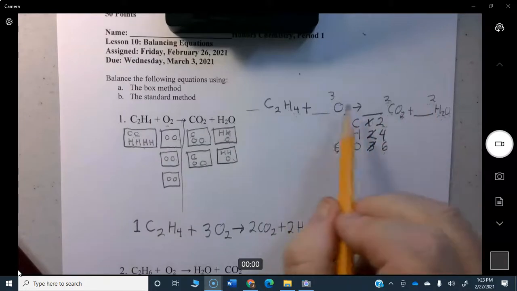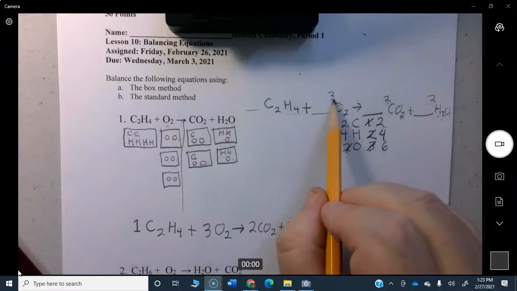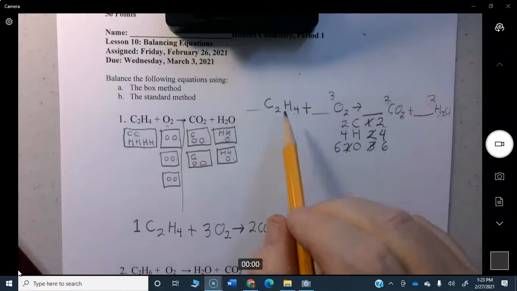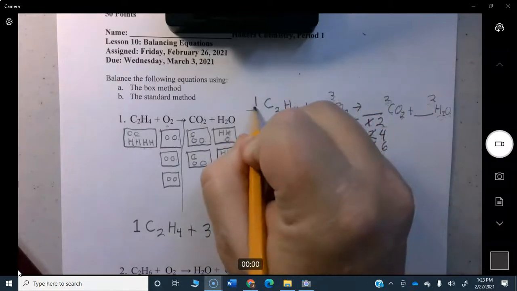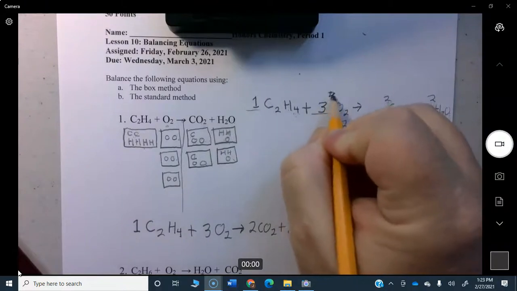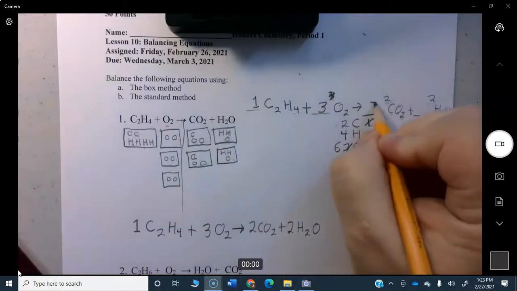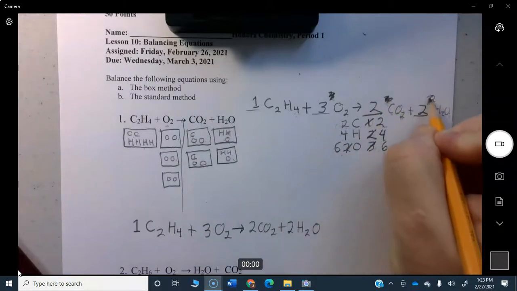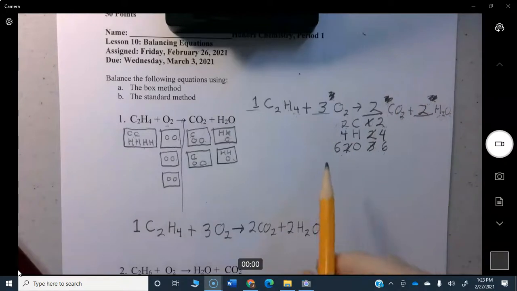So there's my coefficients. The reason I write them up above is because they may not be my final coefficients. I might have to change them again. But now that we're done, we can go ahead. This didn't change. There's one C2H4. There's 3 O2s. I can scratch that out. There's 2 CO2s, and there's 2 H2Os. And you can see that we got the same answer that we got down here. So it's a way to check your work. You should get the same answer both times.